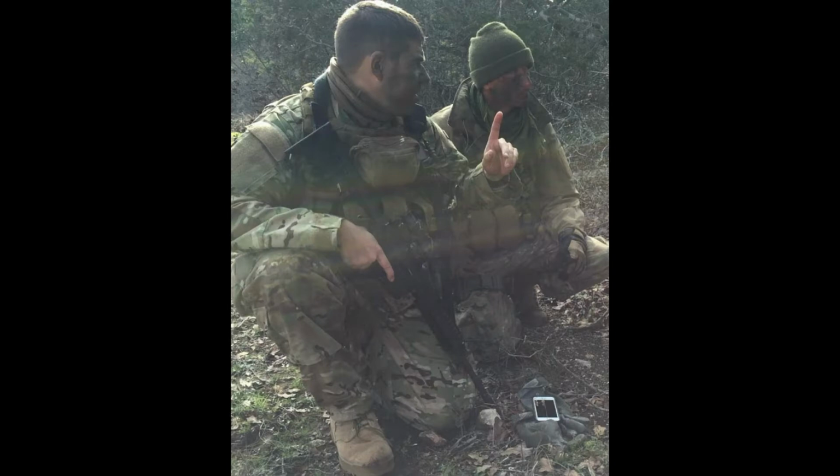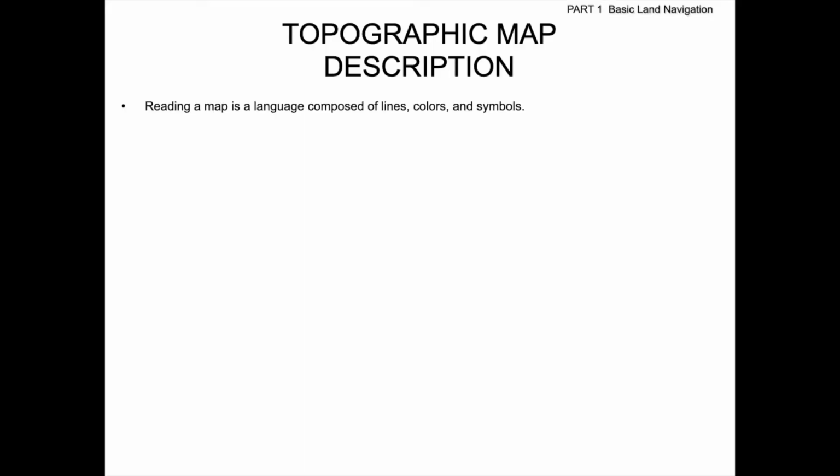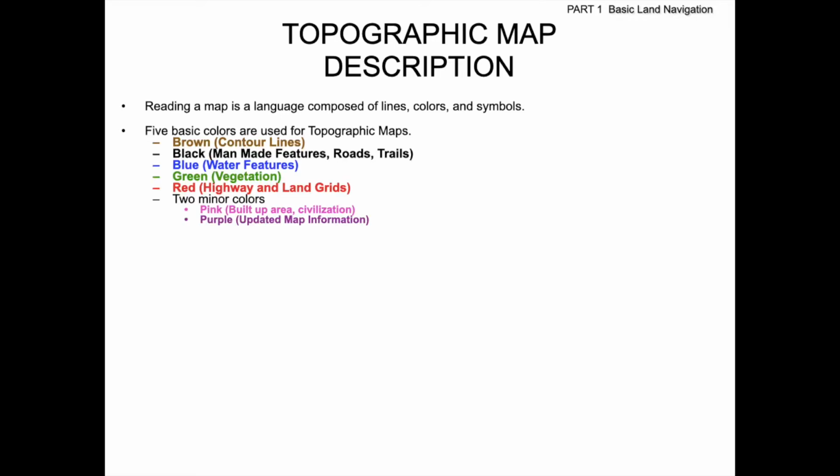Alright, topographic map description. First things first, reading a map is a language composed of lines, colors, and symbols. 5 basic colors are used for topographic maps. They include brown for contour lines, black for man-made features, roads, and trails, blue for water features, of course, green for vegetation, duh, red for highway and land grids. 2 minor colors are pink for built-up area and civilization, and purple for updated map information.